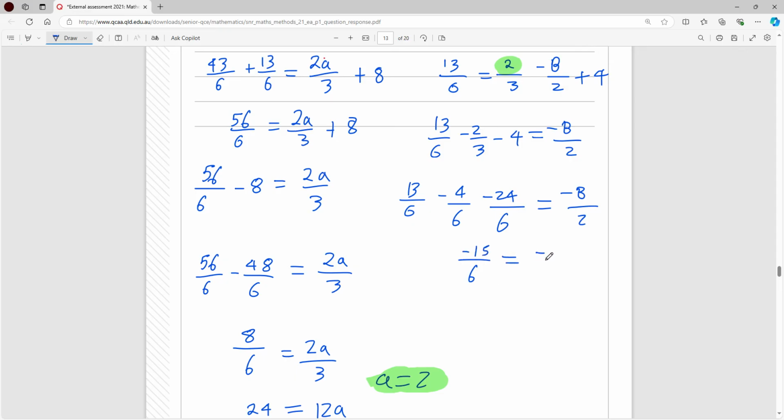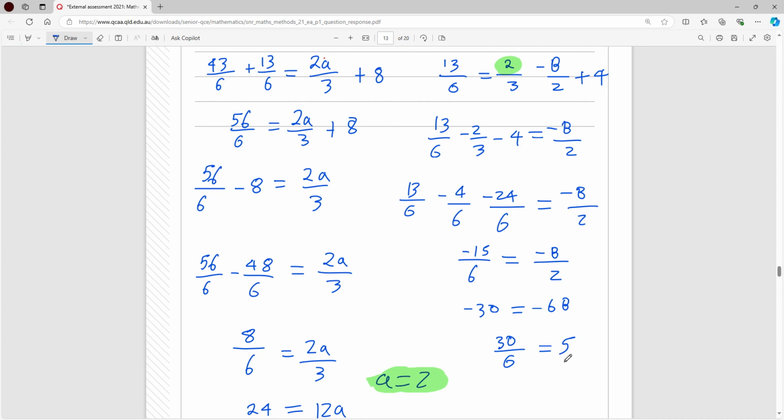Alright. Now, you can see we have a negative on both sides. Times that side by 2, so you have negative 30. Times that side by 6, so you have negative 6b. Okay? Of course, you would have cancelled that as well. Now, 30 divided by 6 is 5. I'm pretty sure.